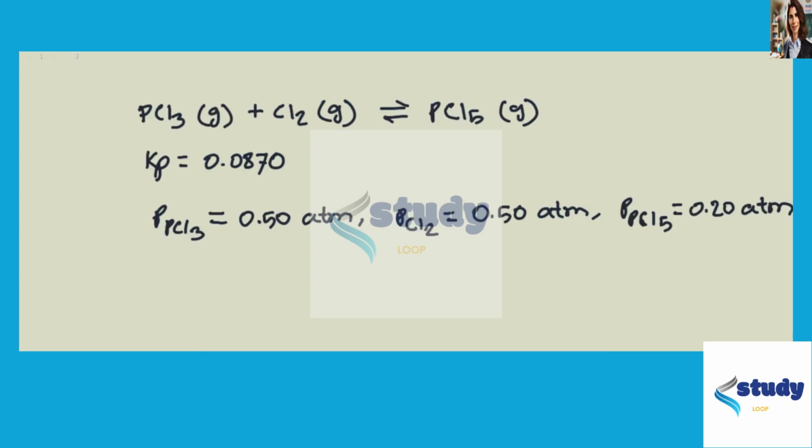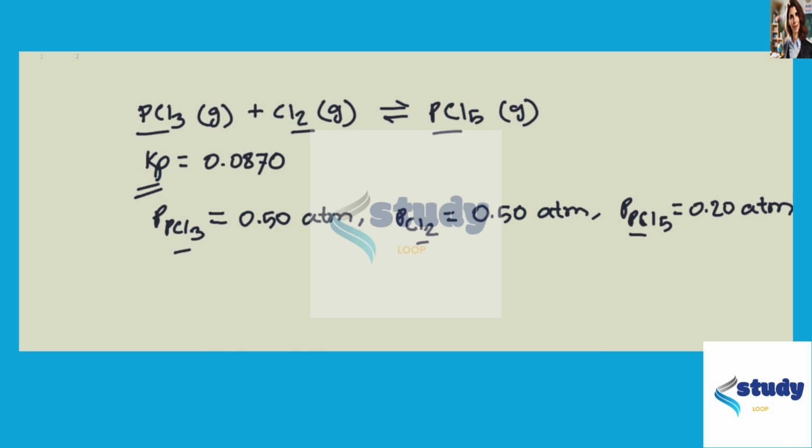So in this problem, we are given the reaction for the formation of phosphorus pentachloride from the reaction of phosphorus trichloride and chlorine gas. We are given the value of Kp for this reaction and the initial partial pressures of each of the reactants and products. In the first part of this problem, we have to calculate the reaction quotient, and from there determine which way the reaction will proceed to reach equilibrium.